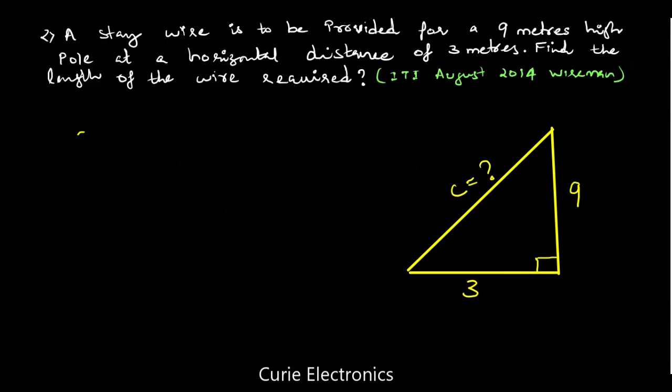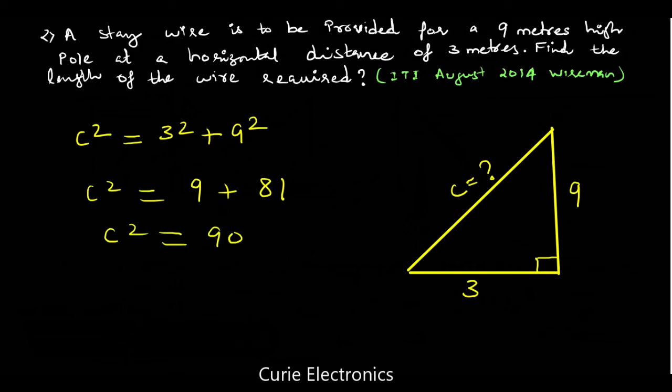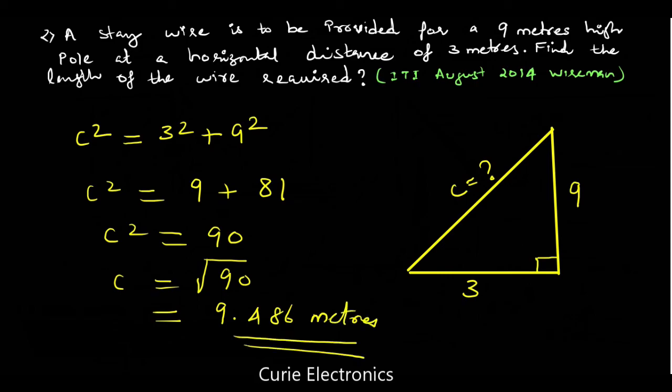Now, as per the Pythagoras theorem, C square equals 3 square plus 9 square. So C square equals 9 plus, what is the square of 9? 81. So C square equals 90. So if we take the square root of 90, we will get the value of C. So this comes to 9 point something. So it is 9.486 meters. That is the length of the stay wire.